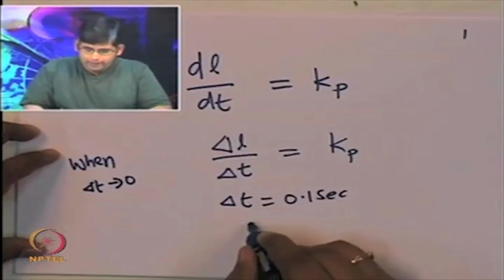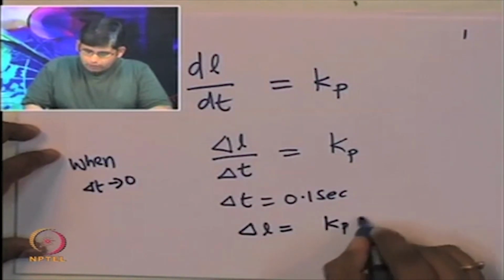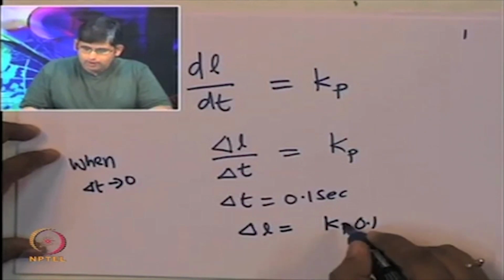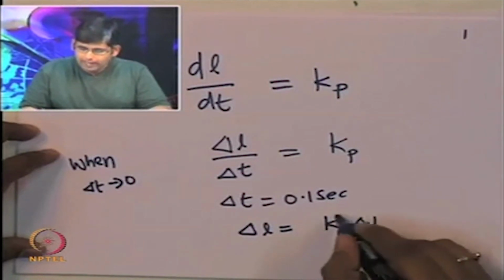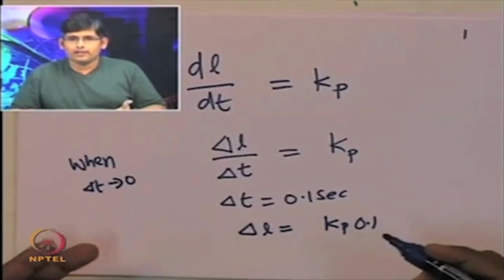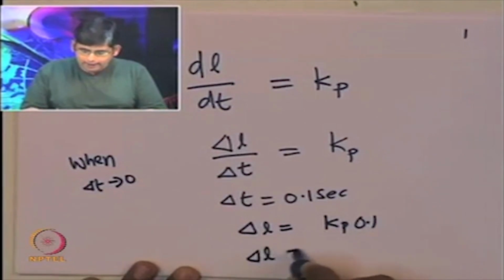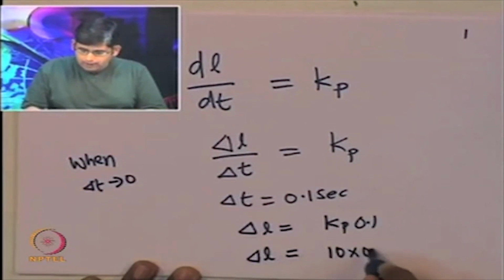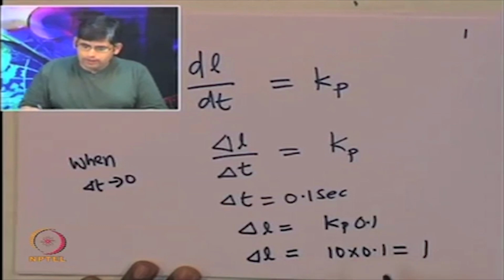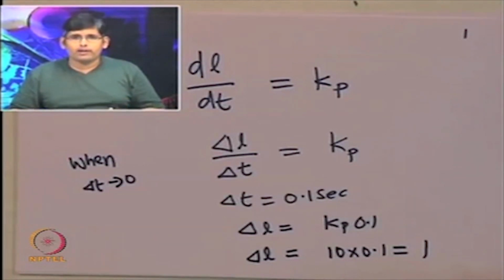So, then what does it mean? Delta L is Kp into 0.1. So, the more the Kp, the more the delta L is. So, the Kp is 10. What does it mean? If Kp is 10, delta L is 10 into 0.1, which is equal to 1. So, the change in length will be 1 monomer per second.